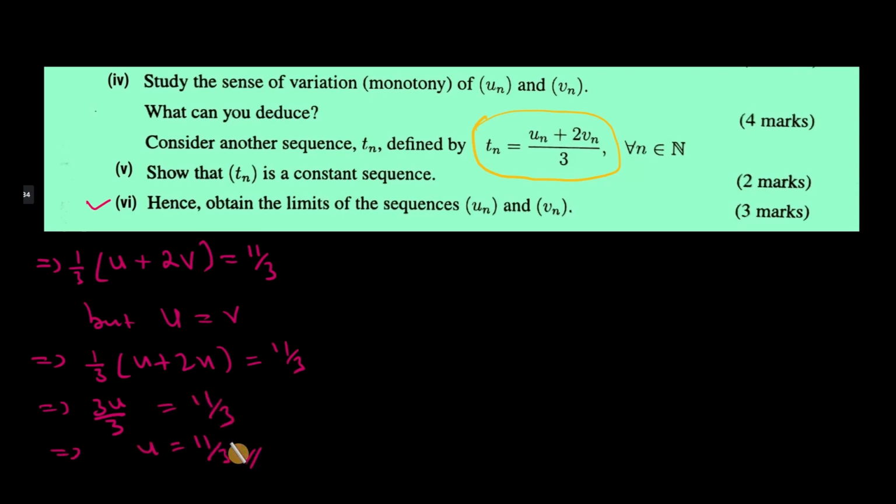U is equal to 11 on 3 means lim Un as n tends to infinity is equal to 11 on 3, which is equal to lim Vn as n tends to infinity. That means lim Un is equal to 11 on 3 and lim Vn is equal to 11 on 3.